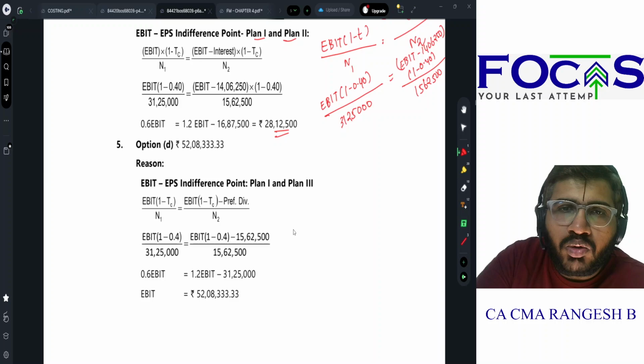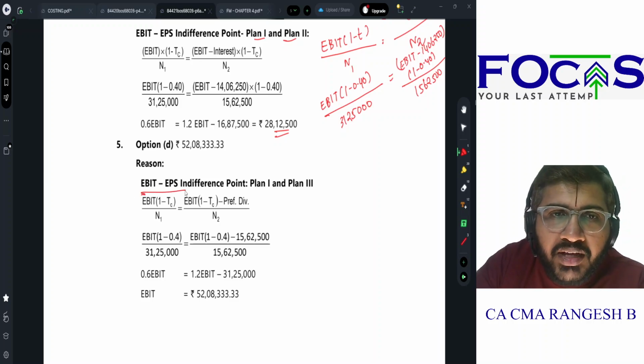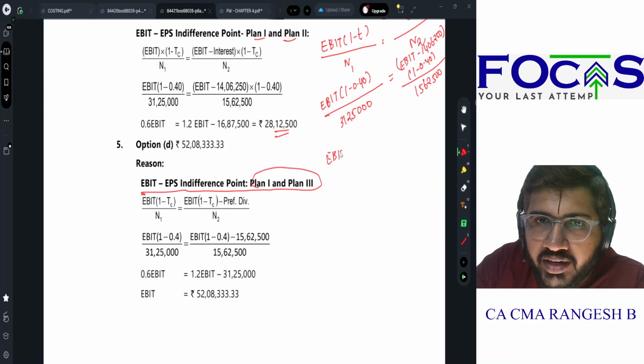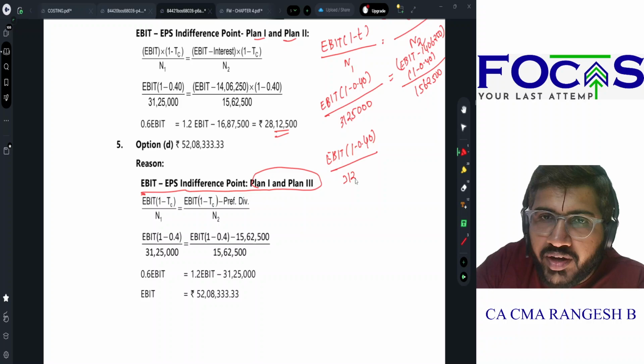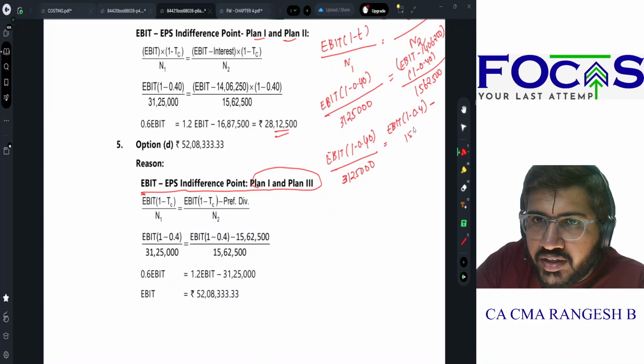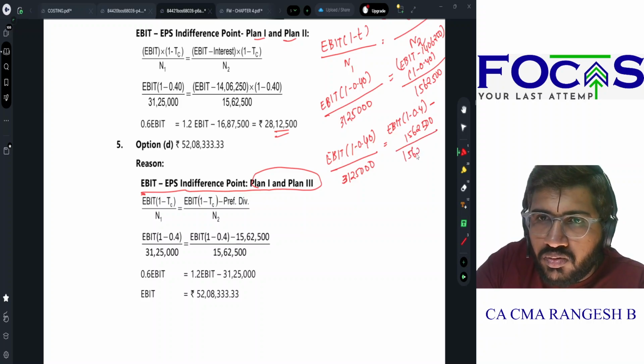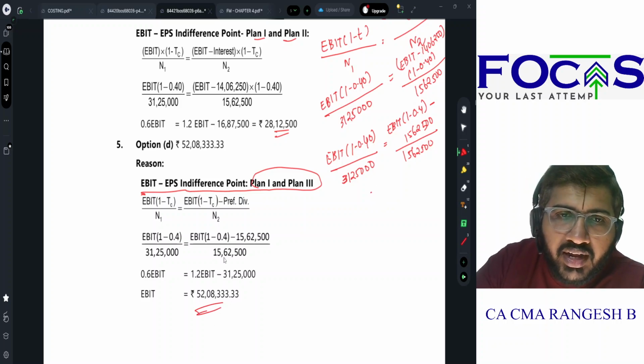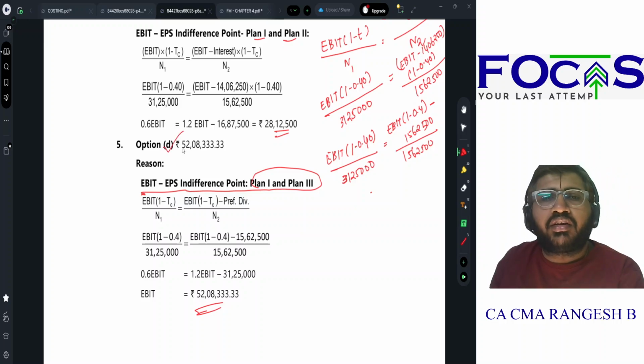Yes. Now the second, what have they asked? EBIT EPS indifference point between plan 1 and plan 3. Plan 1 is the same, EBIT into 1 minus 0.4 divided by 31 lakh 25,000 is equal to EBIT into 1 minus 0.4 minus 15,62,500, which is your preference dividend, the whole divided by 15,62,500. If I solve this, what answer do I get? 52,08,333, which is your option D.